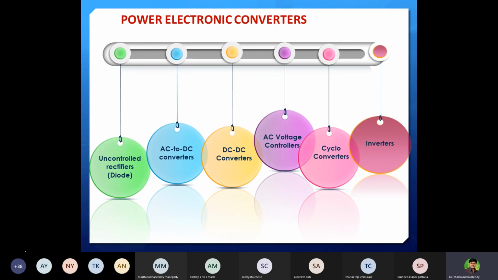SCRs will start in the second unit. After that, we'll go to the BJT, MOSFET, IGBT. Then only we'll start the controllers. So that is the sequence we'll follow.